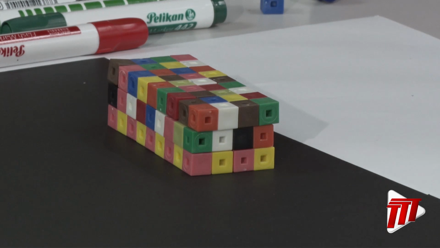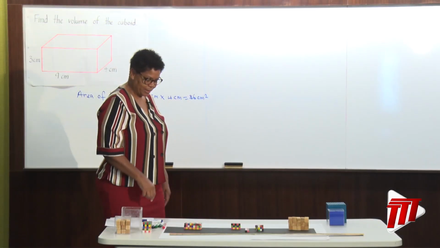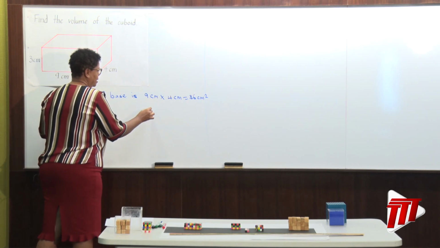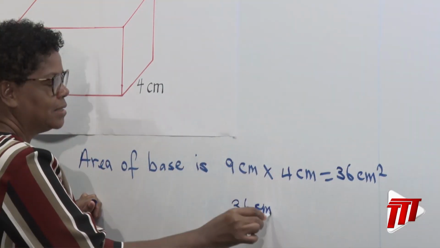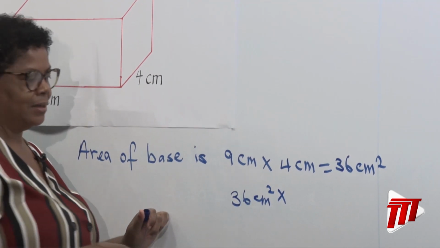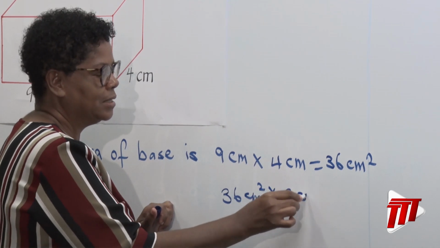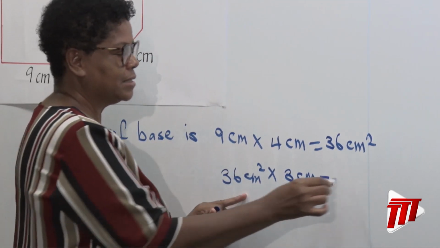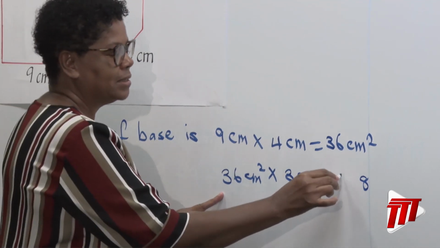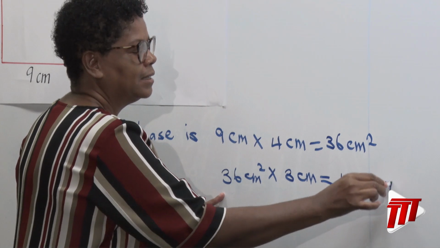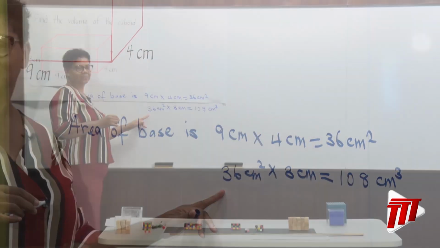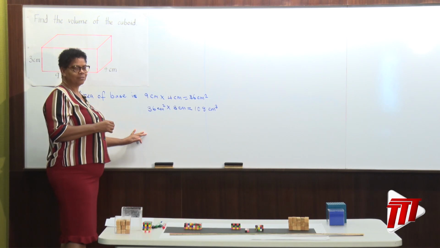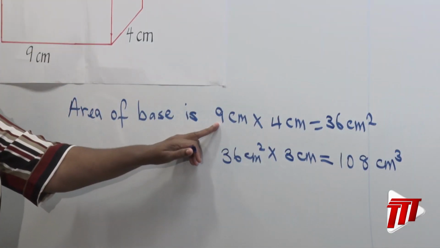So the final step in finding the volume of this cuboid is to multiply our area, which is 36 square centimeters, by our height, which is 3 centimeters. And that will give you 3 6s are 18, 3 3s 9, and 1 is 10. 108 cubic centimeters, because it's 3 dimensions.